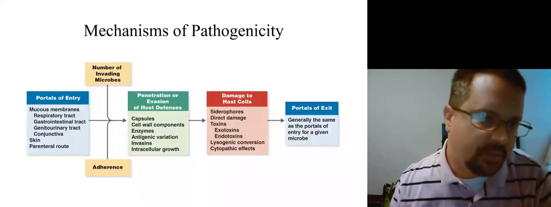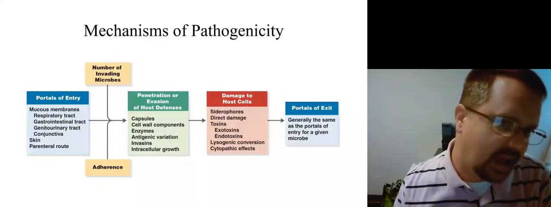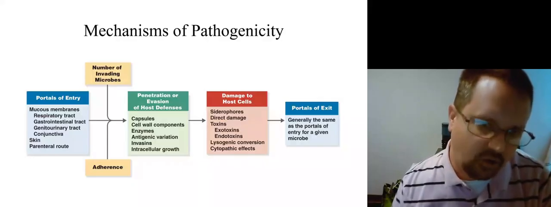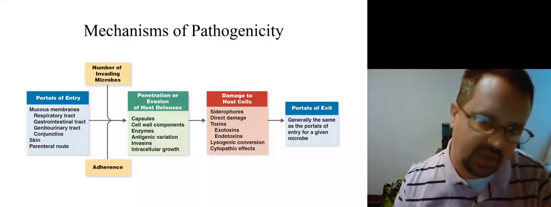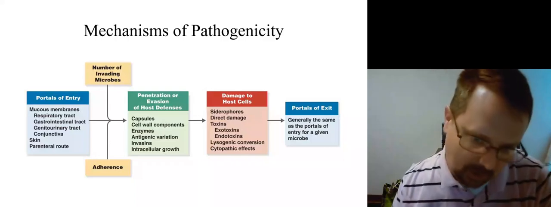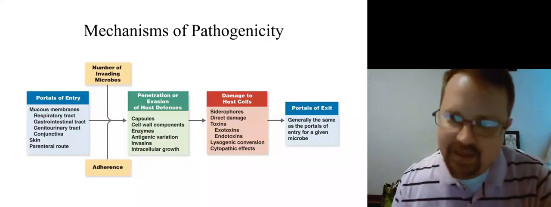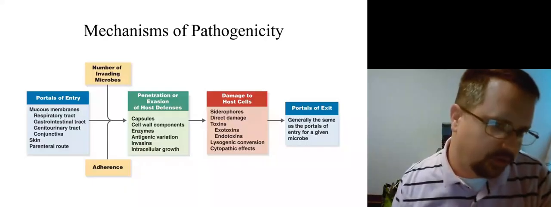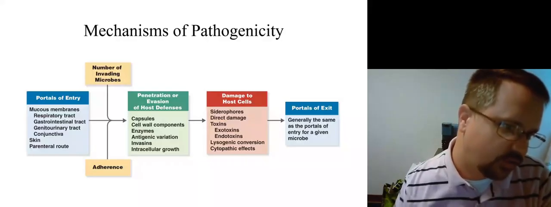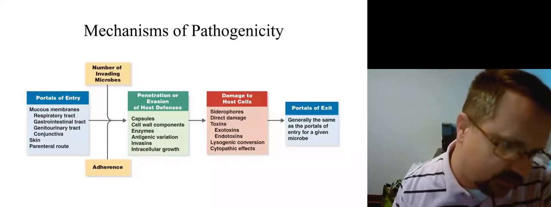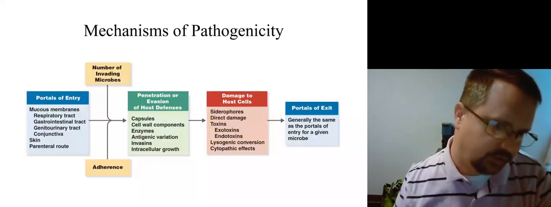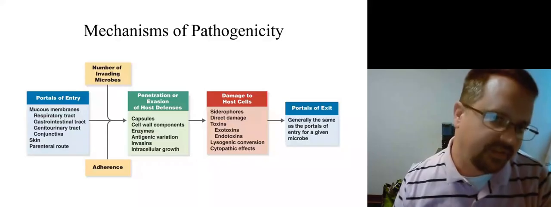Things like that. So pathogenicity, portals of entry. We have things that can invade or adhere. They penetrate and evade or get past our host defenses. They damage our cells. Then they exit and go off to affect the next person. Okay? Basically, that's how it works. We have portals of entry: mucous membranes, the respiratory tract, gastrointestinal tract, or genitourinary tract, our conjunctiva, our skin, and then if I get stuck with a needle or something that's dirty, microbes invade.